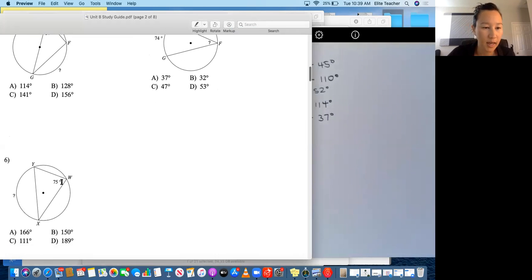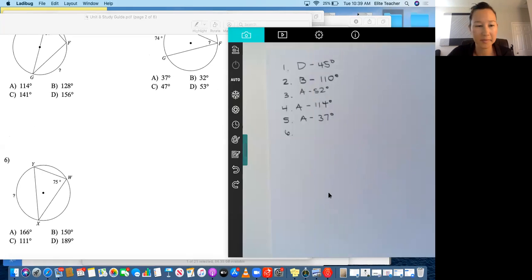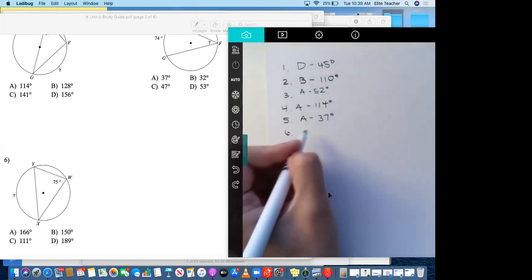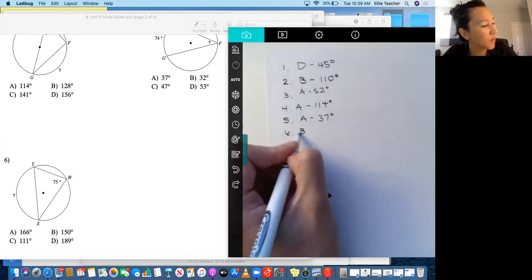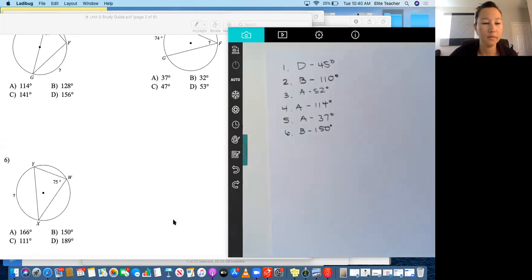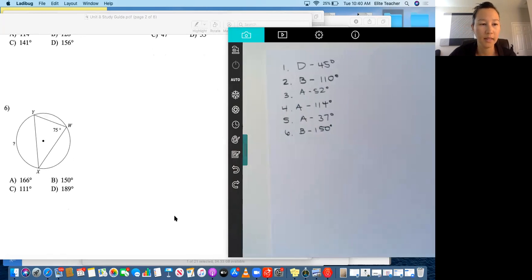And number 6, we have this angle is 75, and we want to know this arc. So what would this arc be? Yep, 75 times 2, which is 150. Excellent.